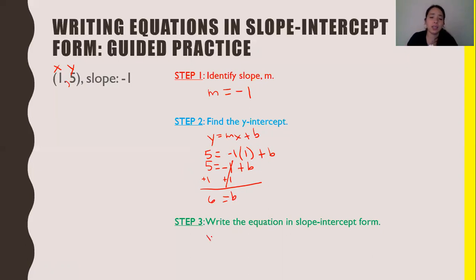So then I take the slope-intercept form and I plug in my values. I know that m is equal to -1. I know that my b is equal to +6. Another way to write that is y is equal to -x plus 6.